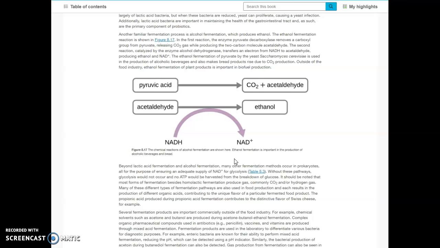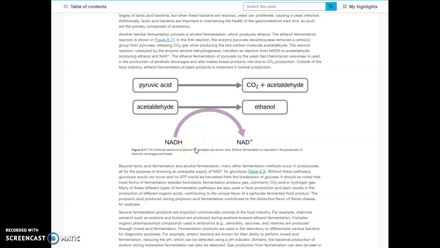So ethanol fermentation, of course, is very important in the production of alcoholic beverages, as well as bread. When we make bread, the CO2 is what makes the bread rise, and then the ethanol is burned off during the cooking process. For alcohol production, the carbon dioxide is what makes it fizzy, what makes it carbonated. And then, of course, we get varying ethanol contents depending on what organisms are used and how long the process occurs.